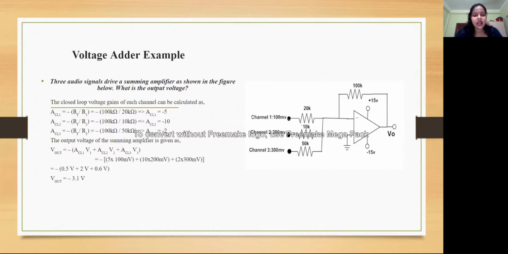So this is the application of the voltage adder, an example of a voltage adder. This type of problem may come in your semester exam also. So you can practice it, and I will share some op-amp problems with you after we complete all the modules.